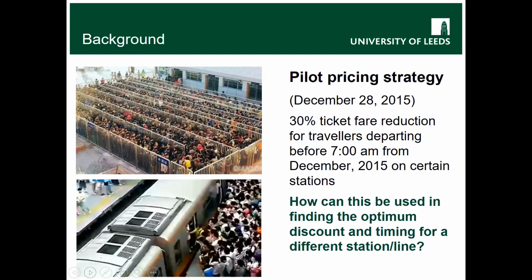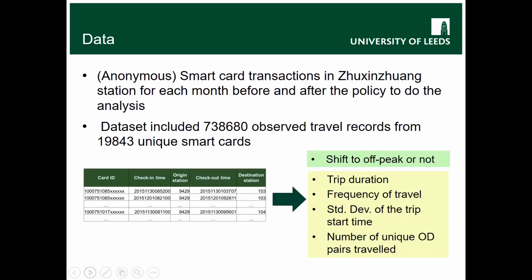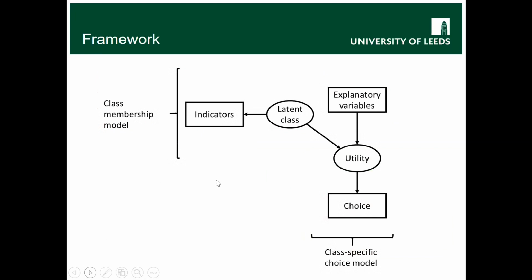And we also could calculate their pre-travel, what was the standard deviation of their trip start time, and the number of unique OD pairs they were traveling. So we had this sort of information to classify them into different groups.